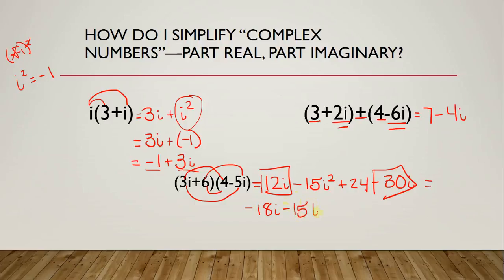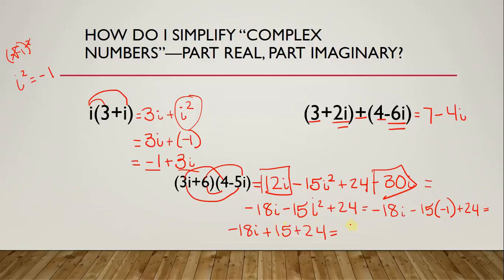Plus I have the rest of everything. Now, we did talk about how i squared was negative 1. So what I need to do is simplify this inside term right here. So this would be negative 18i minus 15, but i squared is just negative 1 in disguise. So I gotta write it like that. Negative 18i. Notice negative 15 times a negative 1 is a positive 15. Add those two numbers together. I'm going to get 39 minus 18i for a final answer.